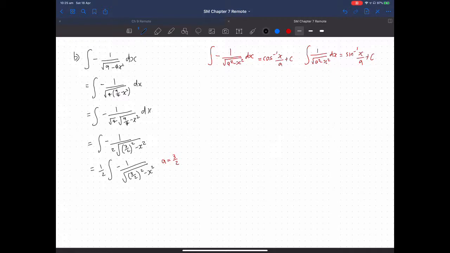So, using our formula, we have 1/2. Now this is inverse cosine of x divided by a. A is 3 over 2, plus c. When we divide by a fraction, we turn it upside down and multiply. So we get 1/2 inverse cosine 2x on 3 plus c.